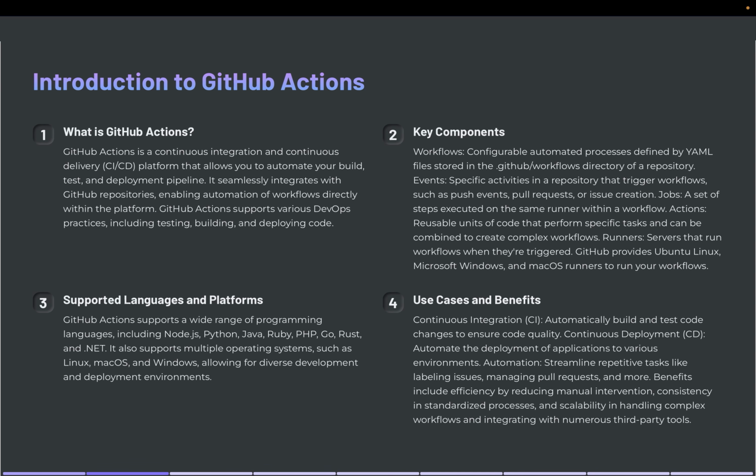The platform is widely used for CI/CD purposes, automating repetitive tasks like issue labeling and managing pull requests, which reduces manual intervention, ensures consistent processes, and enhances scalability when handling complex workflows. This automation results in more efficient and reliable software delivery, making GitHub Actions an essential tool for modern DevOps practices.